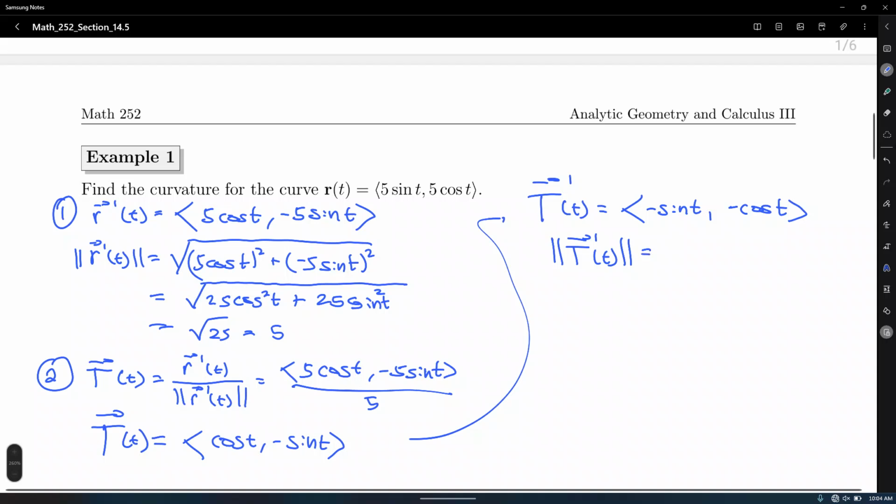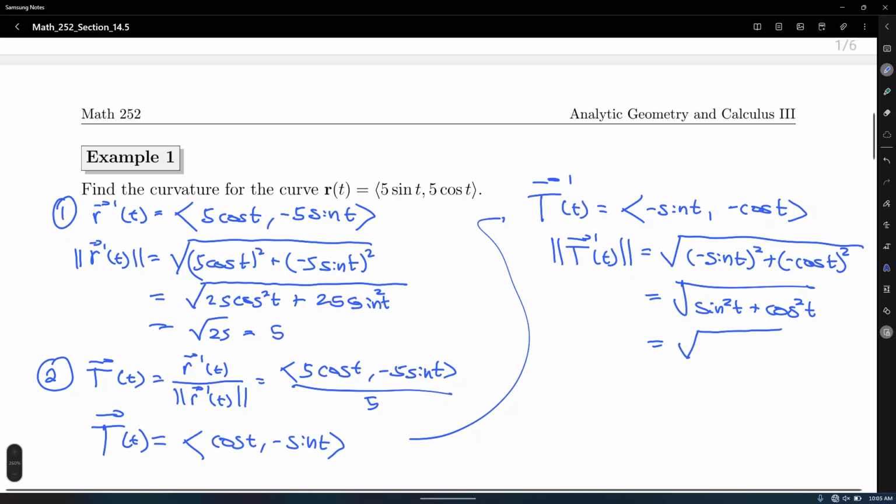That equals the square root of (negative sine t) squared plus (negative cosine t) squared. That equals the square root of sine squared plus cosine squared. Again, equals 1, which is 1. Which actually is a little bit silly that we took the time to calculate this, because come on, what's the magnitude of a unit vector, right? Isn't it just 1? So in a way, it's kind of weird to do all that.